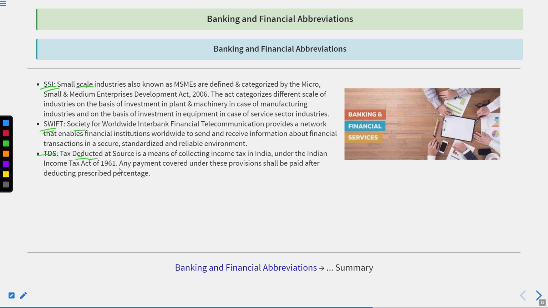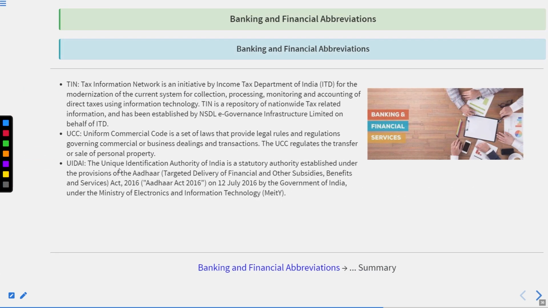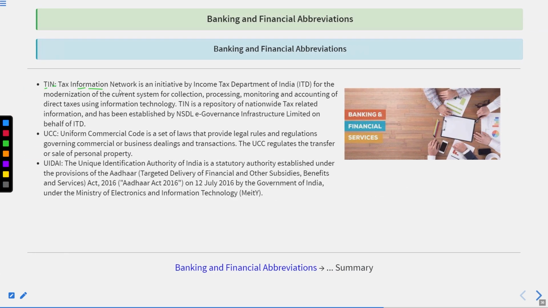TDS, Tax Deducted at Source, means collecting of tax in India under the Indian Income Tax Act of 1961. Any payment covered under these provisions shall be paid after deducting the prescribed percentage. TIN, Tax Information Network, is an initiative by the Income Tax Department for the modernization of the current system for collecting, processing, monitoring and accounting of direct taxes using information technology. TIN is a repository of national tax information established by NSDL E-Governance Infrastructure Limited on behalf of the IT Department.